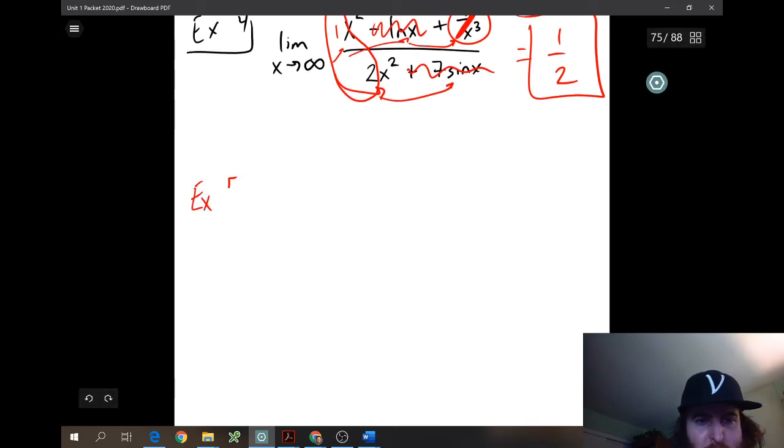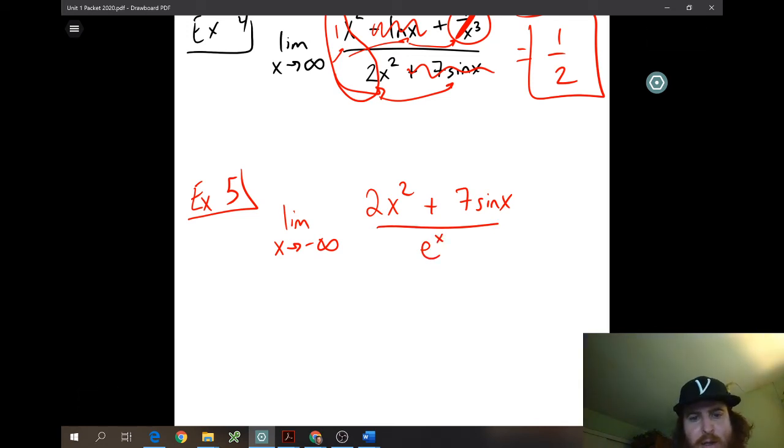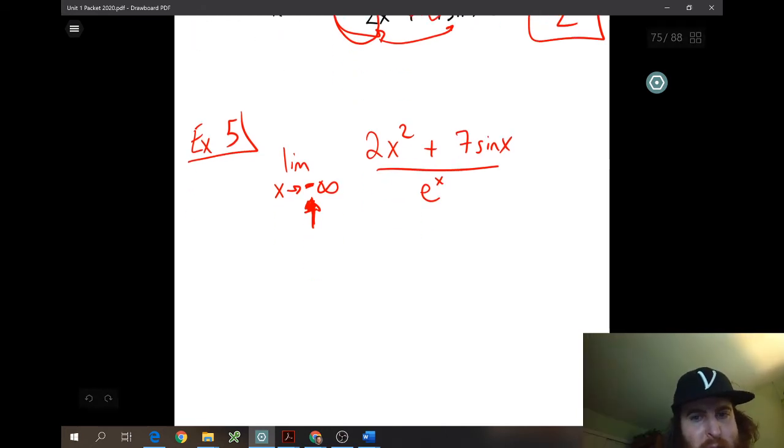So, another example. Maybe we have the limit as x goes to negative infinity of 2x squared plus 7 sine x over e to the x. And again, you might be tempted to initially think, oh, this is 0 because the e to the x is the biggest. But be very careful, there's a negative symbol here. So because of the negative symbol, this is going to flip sides. Okay, and you want to be careful when it's in the denominator.